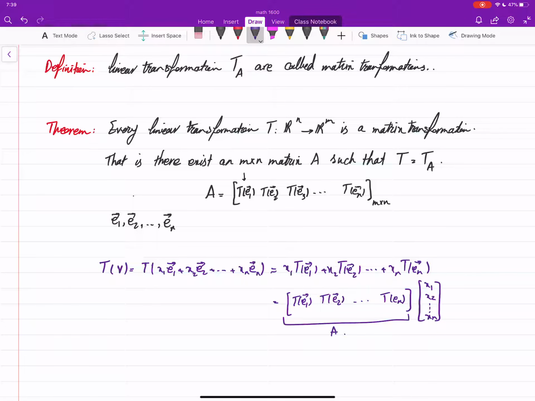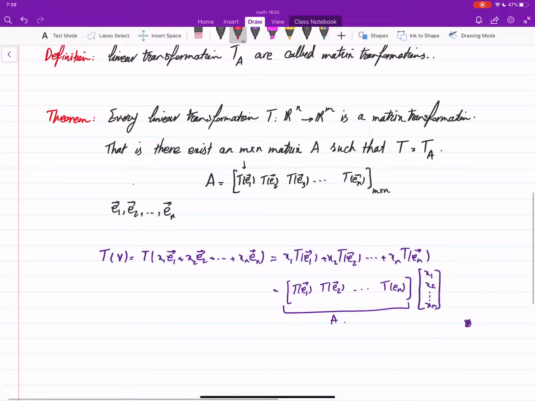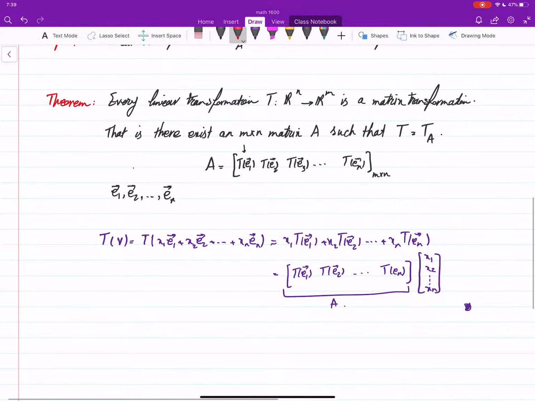So what do we do? We always find the value, or the image, of the e_i's under this transformation, put them in the columns, first one in the first column, second one in the second column, and so on, and then form the matrix. That matrix is the matrix we are going to use in that form.